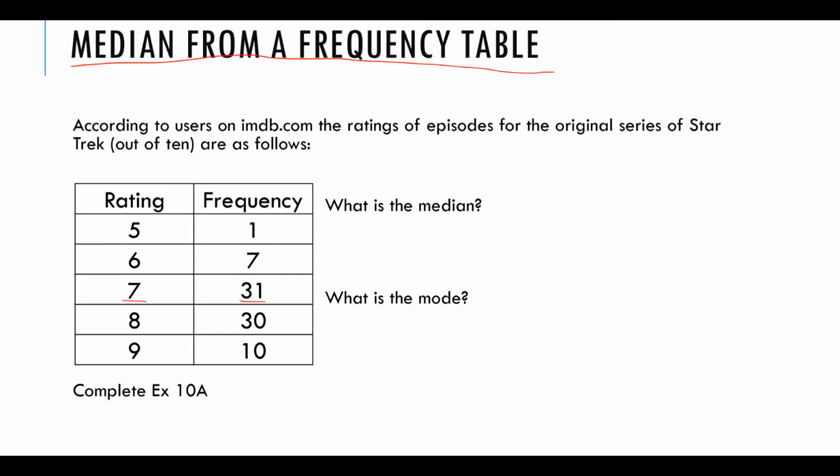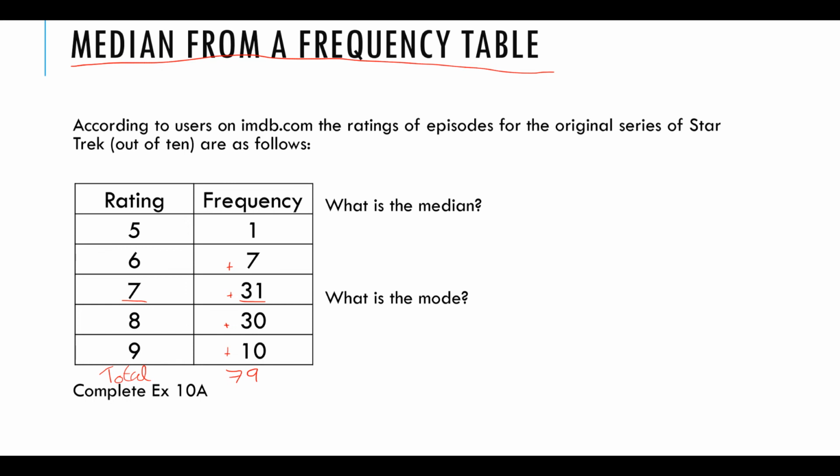How do we figure out the median? Well, first off, what we need to know is what is the total number of episodes that were rated? So how many episodes are there? If we add up 1 plus the 7 plus the 31 plus the 30 plus the 10, you will find that there are 79 episodes in total.